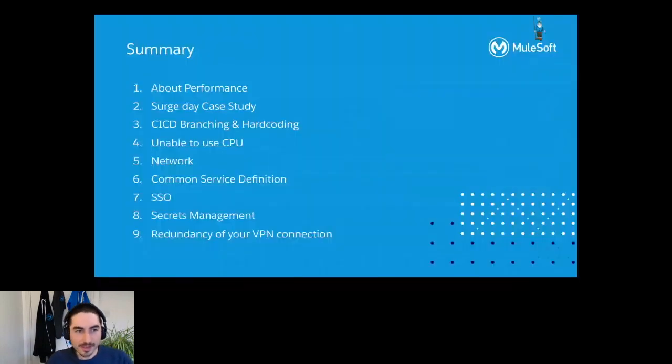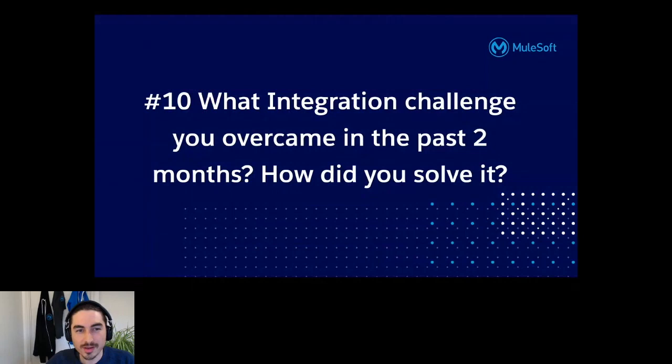So in summary, we talked about performance, the search day case study, the CICD, CICD branching and hard coding, the case of being unable to use the CPU, the network, common service definition, SSO, secrets management, and redundancy of your VPN connection. And lastly, number 10 is actually about you. What integration challenges did you overcome in the past 2 months?